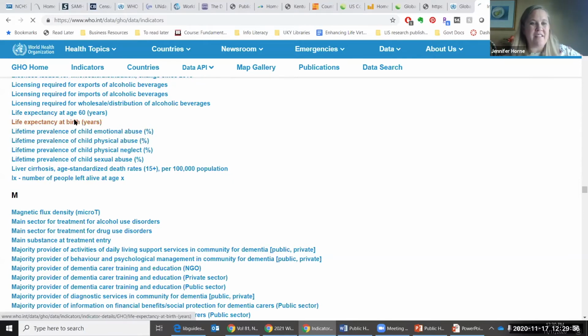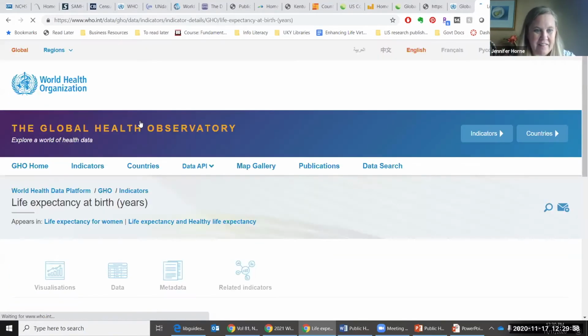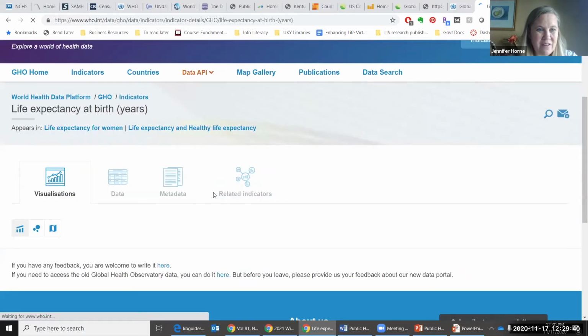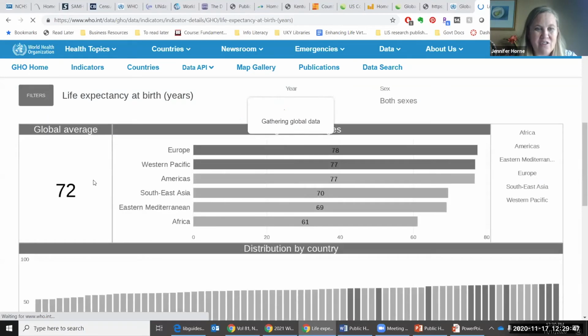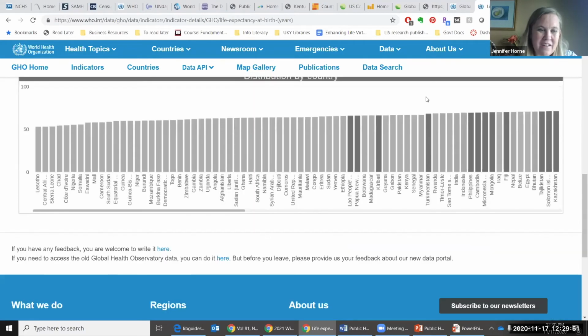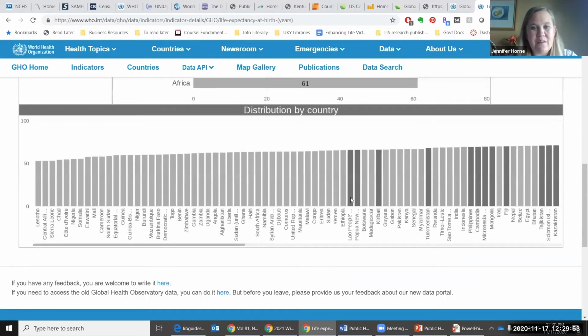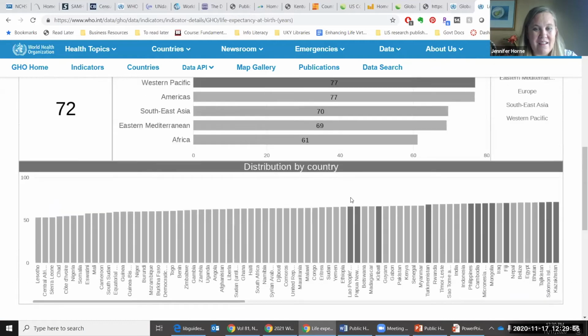So, life expectancy at birth. If you were to click on this, you can really play around with this data in a lot of different ways. They do visualizations and tables. You can see global averages. You can filter it by gender. Here it is by country. So you can really play around with the indicators in here.